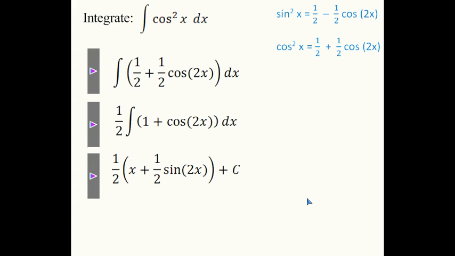You could do a couple things there. You could distribute the 1/2 back in, or you could factor out another 1/2, but there's the answer.